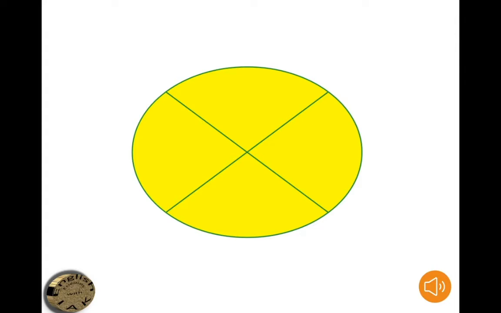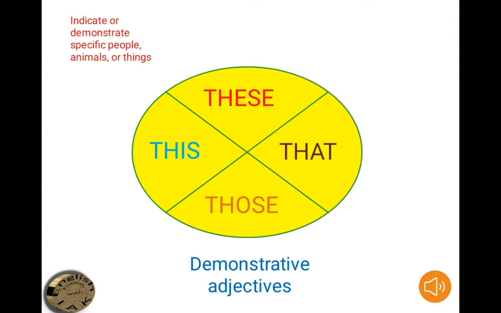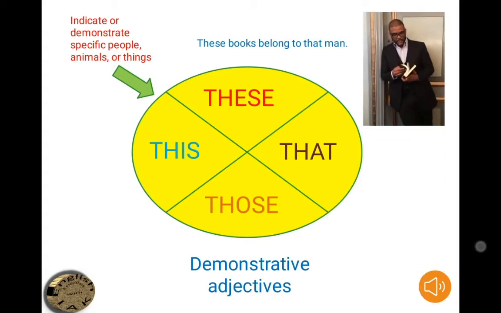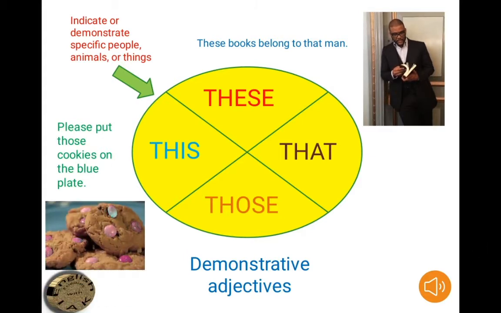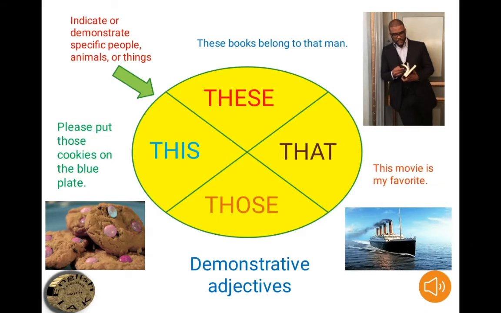Here comes our next slide, which is this, that, these, and those. They are demonstrative adjectives. They indicate or demonstrate specific people, animals, or things. Example, these books belong to that man. Please put those cookies on the blue plate. And this movie is my favorite.